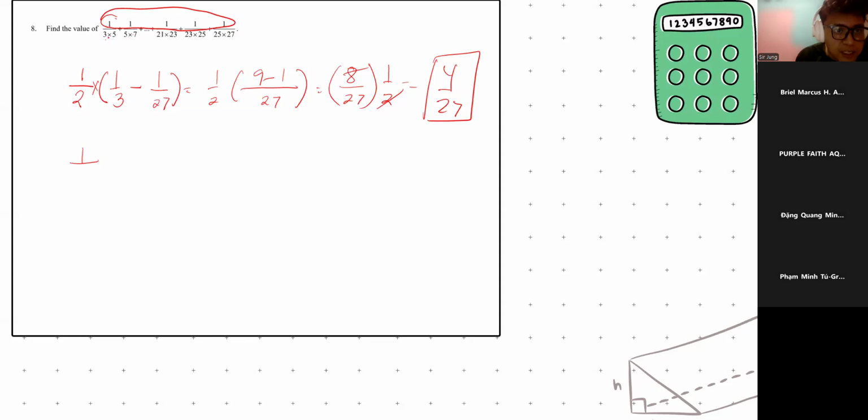So after that, check if they have a common difference between the denominators. Okay, the common difference is 2, right? So copy that, we have 1/2. The next, again, multiply it by the first term, which is 1/3. And then subtract the last term, which is 1 over 27. And you will arrive at the answer, which is this one.